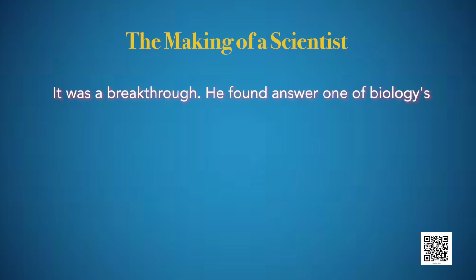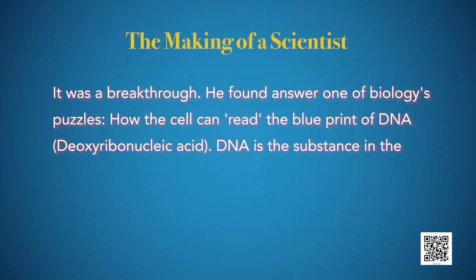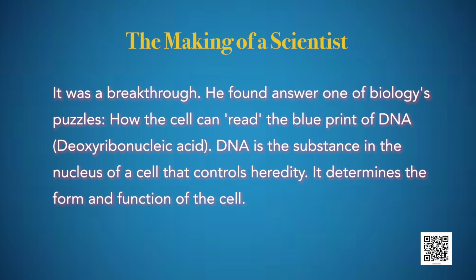Read it again, that one particular one. It was a breakthrough. He found answers for one of biology's puzzles: how the cell can read the blueprint of DNA. Okay, how cells react, reading and reacting to the DNA. DNA is the substance in the nucleus of a cell that controls heredity. It determines the form and function of the cell. So, that cell decides, reads and reacts.